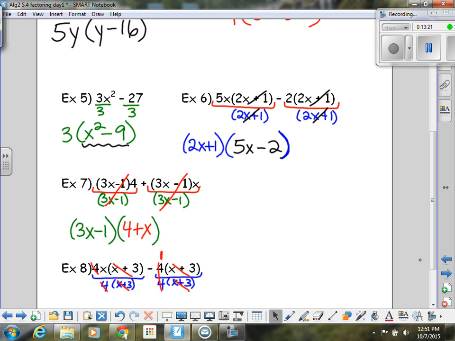So that's what I was saying on this very front page: on this example 5, if I have x squared minus 9, these are both perfect squares. The square root of x squared is x, and the square root of 9 is 3. So I could break this down even more and make it more factored. So I would have x plus 3, x minus 3. The 3 in front came from the greatest common factor. So that's what we'll be practicing next class.